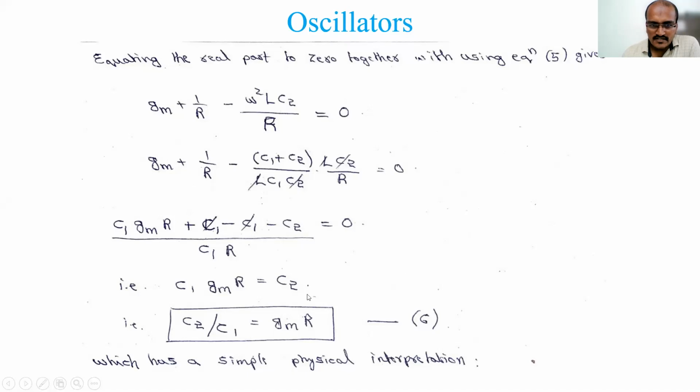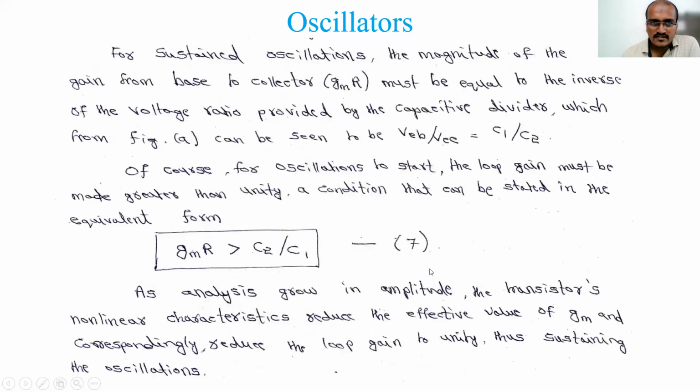So what is the interpretation of this equation 6? For sustained oscillations, the magnitude of the gain from the base to collector, so what is gm into R, is nothing but the gain. We have studied small signal operation of the BJT and we have derived this. There, instead of R, it may be RD, so gm into RD was there. Here r0 is not considered in this analysis, even the load resistance RL is not considered in this analysis.